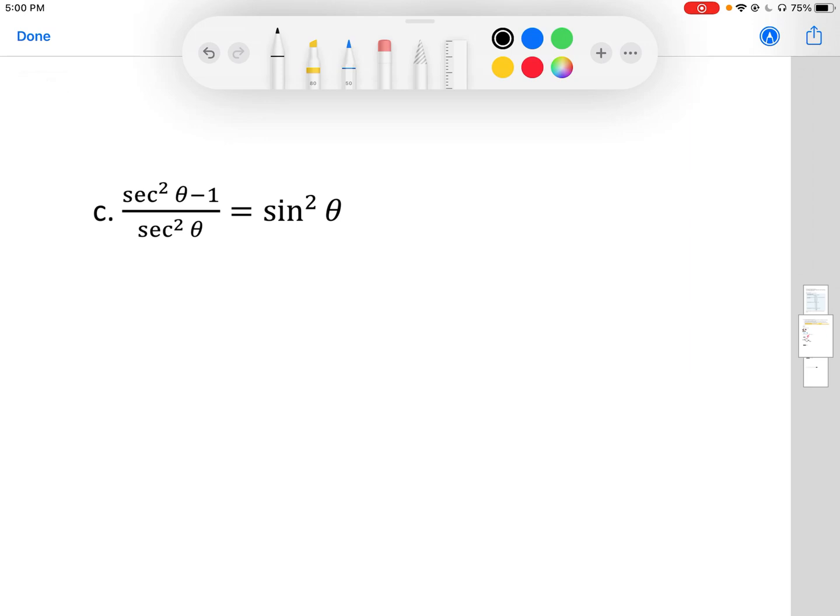Next, we want to show that secant squared minus 1 divided by secant squared equals sine squared. All right, well, that secant squared theta minus 1, it's not something that seems like I can work with. Is that a Pythagorean identity in disguise, perhaps? Well, take a look at your Pythagorean identities.